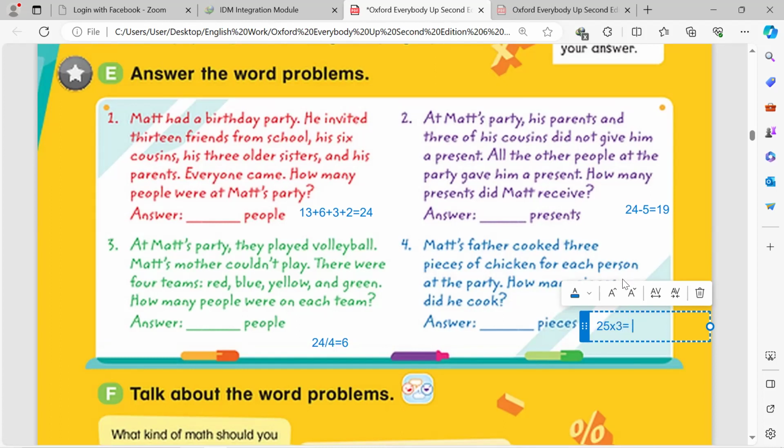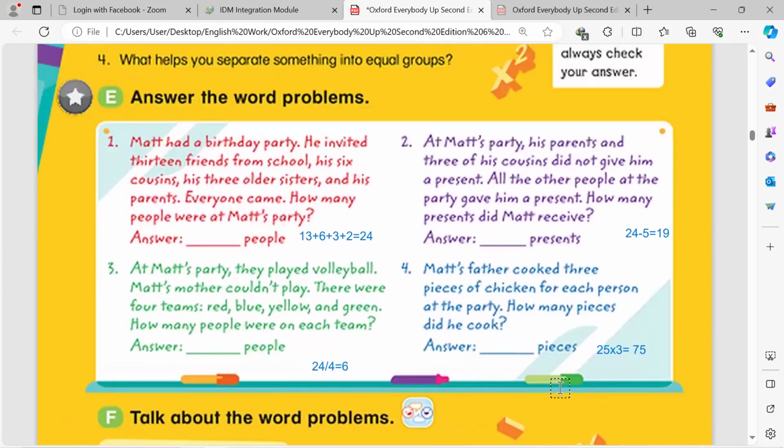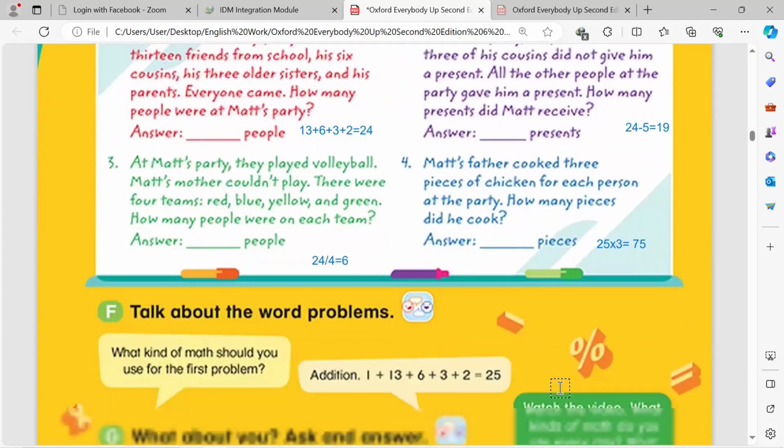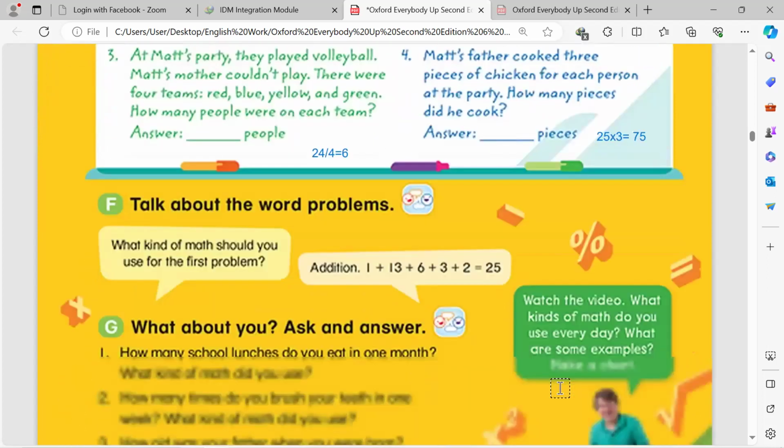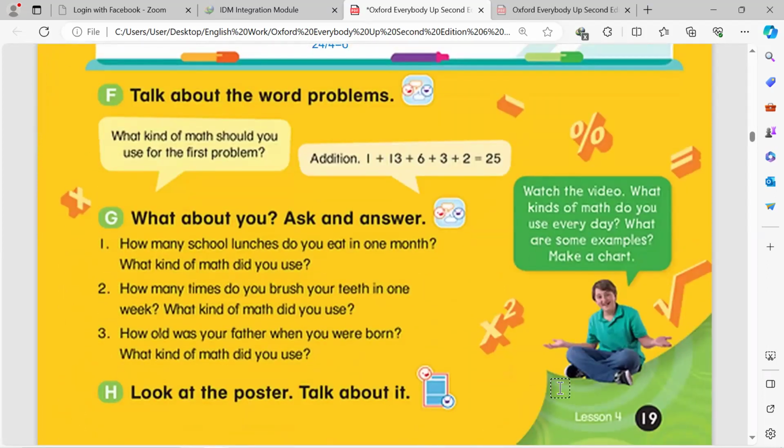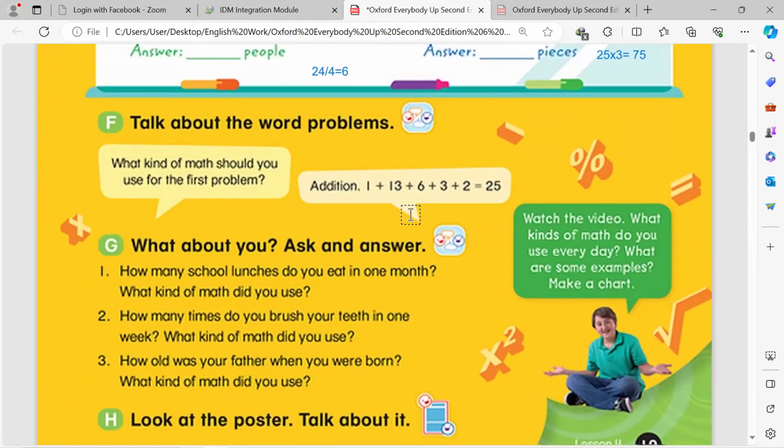Okay, that's the mathematics. Okay, good job. Let's talk about the word problems. What kind of math should you use for the first problem? It's addition. He added them once and made it 25. Shall we just skip that one?